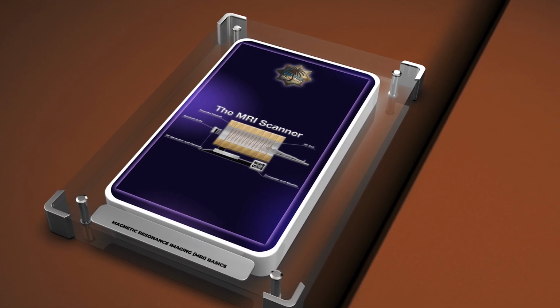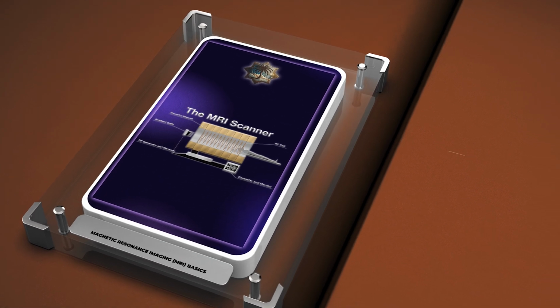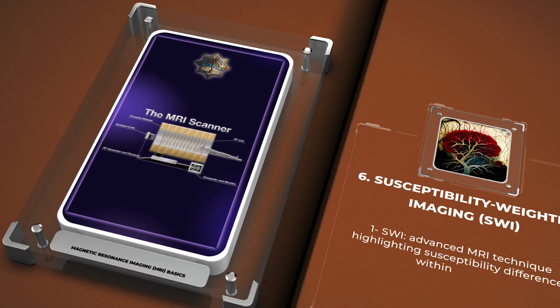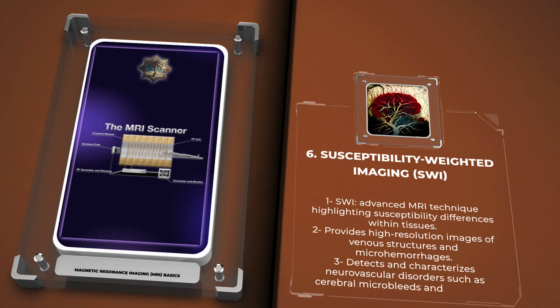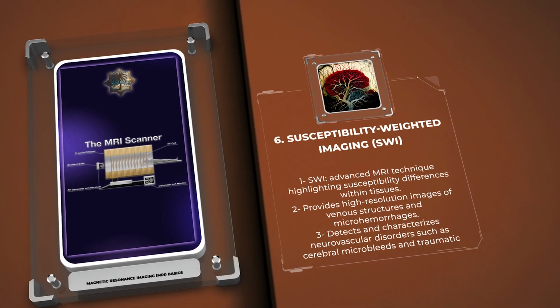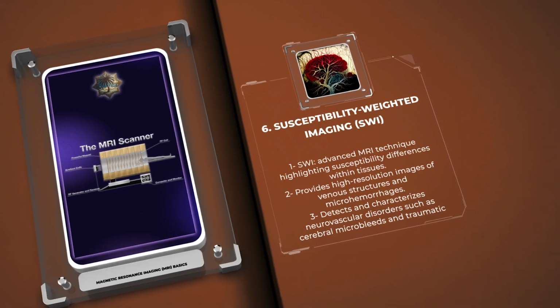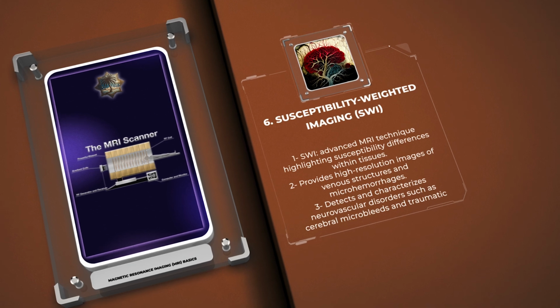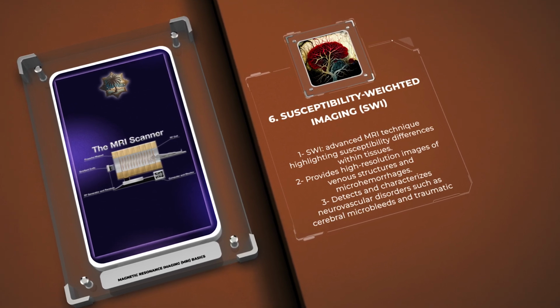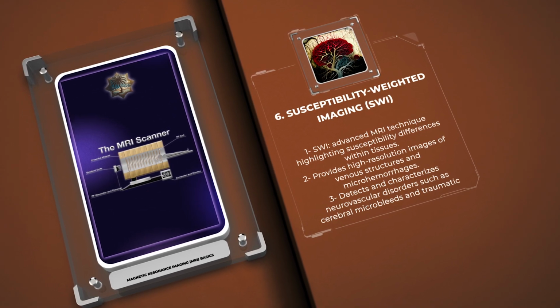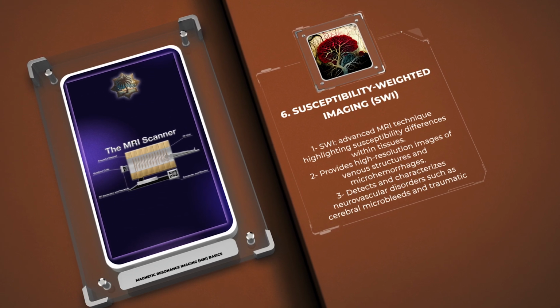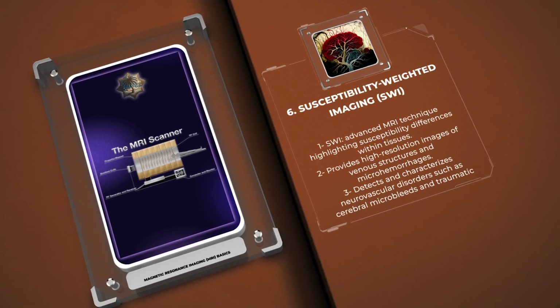Susceptibility-weighted imaging, SWI, is an advanced MRI technique that highlights susceptibility differences within tissues. By exploiting the magnetic properties of deoxygenated blood, SWI provides high-resolution images of venous structures and microhemorrhages. It has proven valuable in detecting and characterizing various neurovascular disorders, such as cerebral microbleeds and traumatic brain injuries.